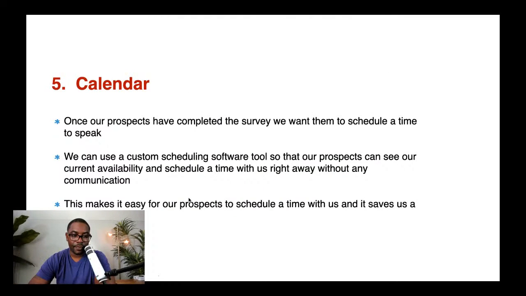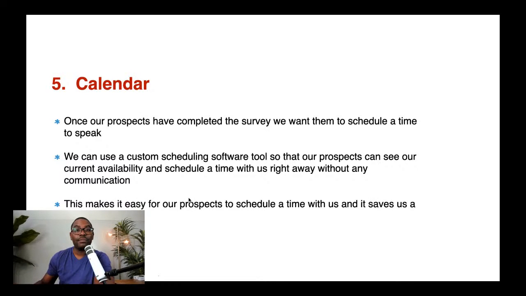And so then the next step is the calendar, right? After they fill out a survey, we want to give them an option to pick a time that's best for them. Once our prospects have completed the survey, we want them to schedule a time to speak with us. We can use a custom scheduling software so that our prospects can see our current availability in real time and schedule a time with us right away without any communication. That's what we want to do: try to automate as much as we can. This makes it easy for our prospects to schedule a time with us, and it saves us a ton of time.